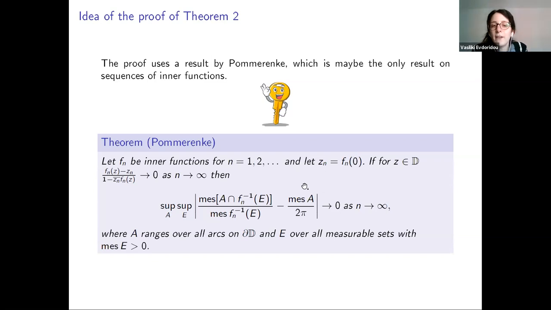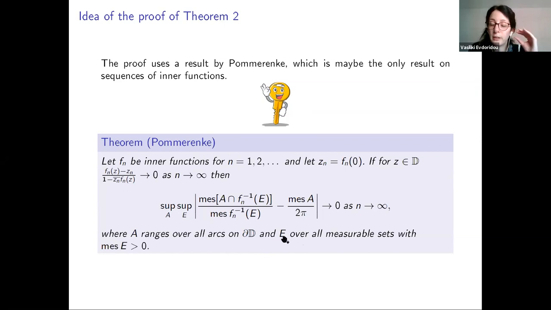So the way we are going to use this theorem is that whenever f_n^{-1}(E) is equal to a set B for all n, which is going to be our case, this theorem can be used to deduce that the set B has either zero or full harmonic 2π measure. So this is the way we are going to use it.